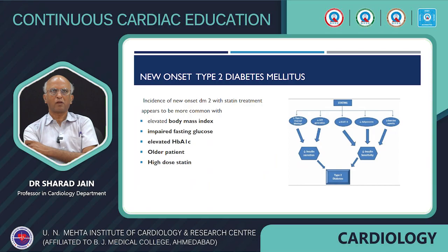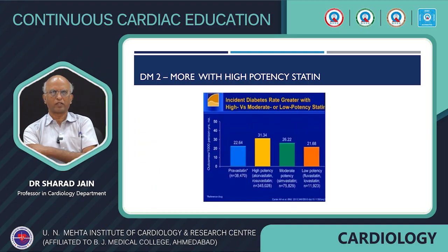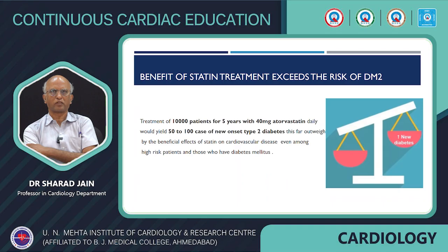Coming to new onset type 2 diabetes mellitus, the incidence of new onset diabetes with statin treatment appears to be more common if there is an elevated body mass index, impaired fasting glucose level, elevated HbA1c, older patient age, and high dose statin. So there are predisposing factors. But diabetes is more common with high potency statins than low potency statins. So the benefits of statin treatment exceed the risk of diabetes.